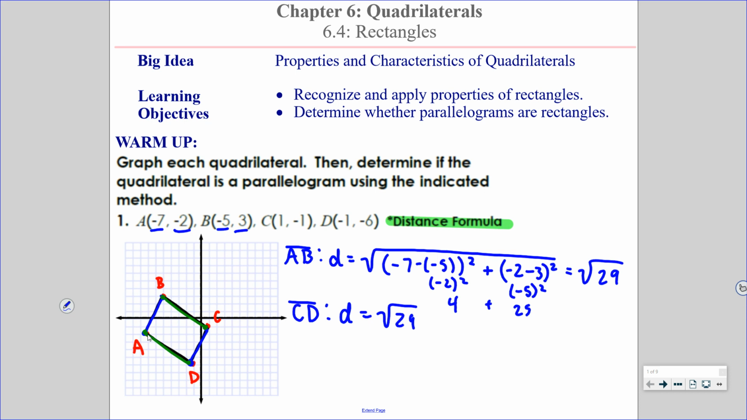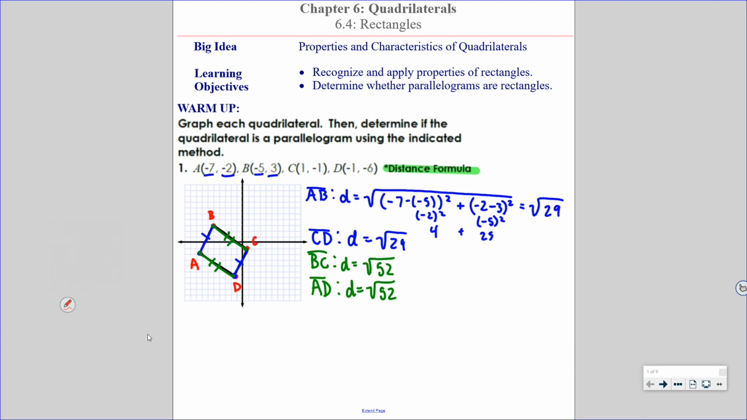So, are those opposite sides congruent? You betcha. Is that enough to say this is a parallelogram? No, both sets of opposite sides have to be congruent. Or we could determine if these are parallel, but they want us to use distance formula. Okay, I'll tell you these ones. BC, I got the distance to be the square root of 52. And AD, I got the distance to be the square root of 52. Good news! Those sides are congruent.